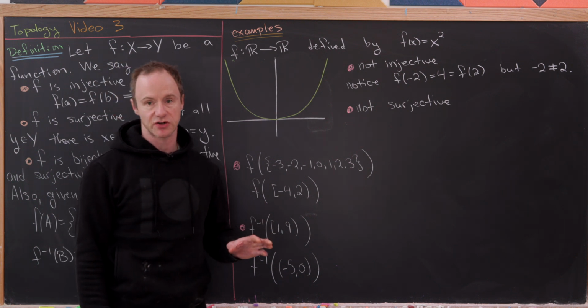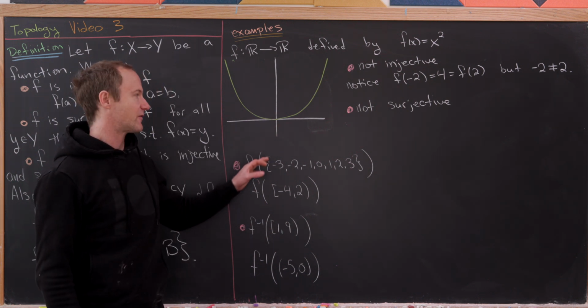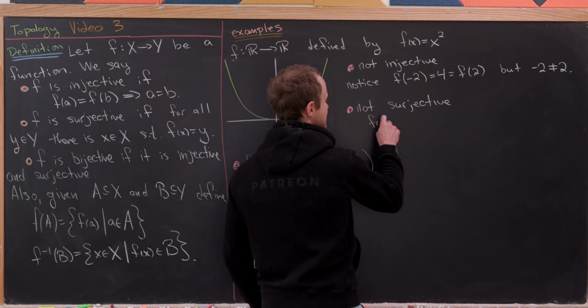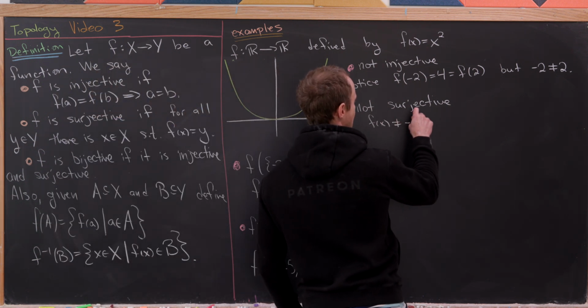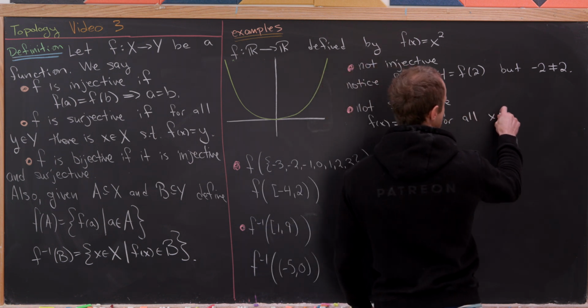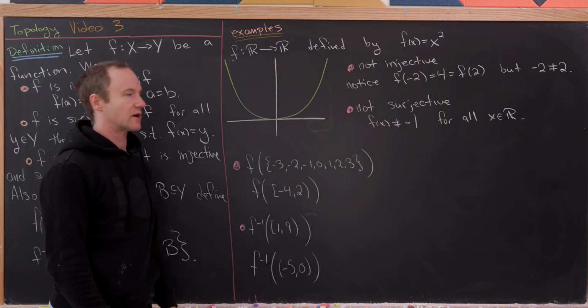It's also not surjective, and that's because it misses every negative real number. In other words, f(x) is not equal to, for example, negative 1 for any x in R. That's because the square root of negative 1 is not a real number.